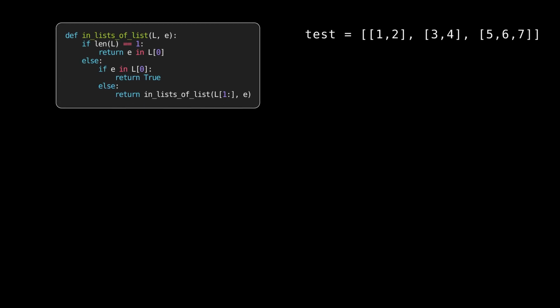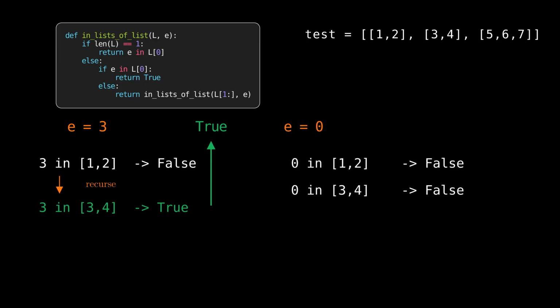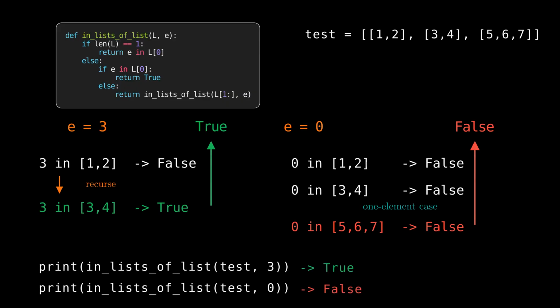Now trace the test. The sublists 1, 2, 3, 4, and 5, 6, 7. Searching for 3. 3 is not in 1, 2, so recurse on the remainder. 3 is in 3, 4, so that call returns true, and true flows back out. Searching for 0, 0 misses 1, 2 misses 3, 4, and the final call is the one-element case where 0 in 5, 6, 7 evaluates to false, so the whole call returns false exactly as printed.